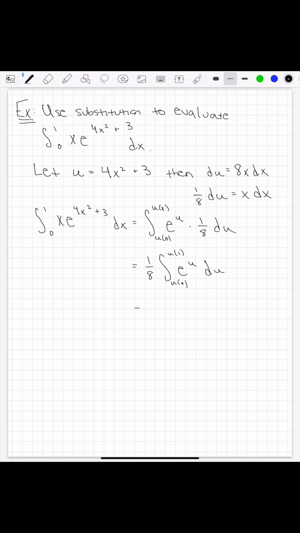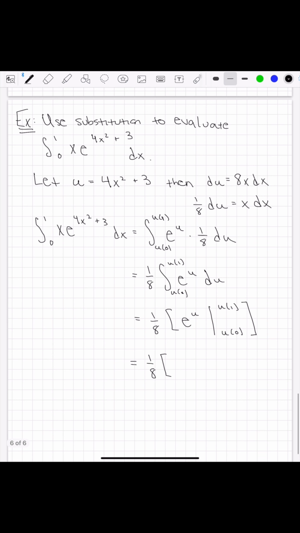And then now I can integrate that, which remember we know that e to the u, its antiderivative is just the same, right? e to the x derivative is e to the x. So antiderivative of e to the x is just e to the x. And then I have to evaluate that at u of 0 and u of 1. But what I'm going to do instead is I'm just going to change this back in terms of x by plugging my u back in. So this becomes e to the 4x squared plus 3. And then I have to evaluate that at the x values 0 and 1.